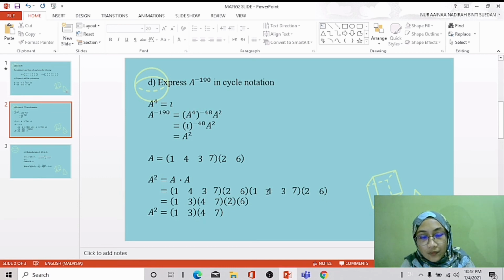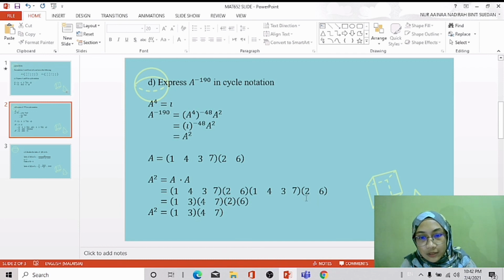Then we start from 4. We write 4. 4 goes to 3. On the left side, 3 goes to 7. We write 7. Then go back to the right side, 7 goes to 1. Then go back to the left side, 1 goes to 4. Same case as the first cycle. So since it goes back to 4, we just close the bracket.